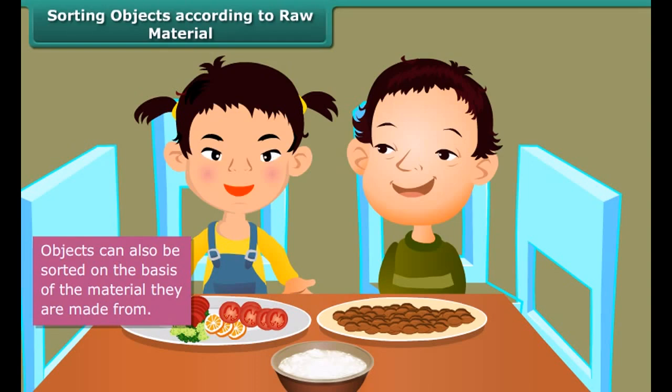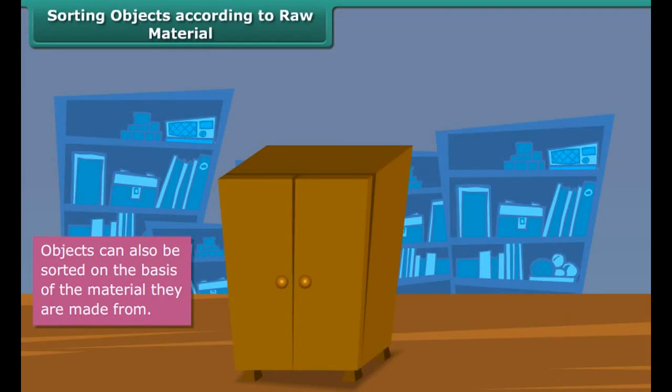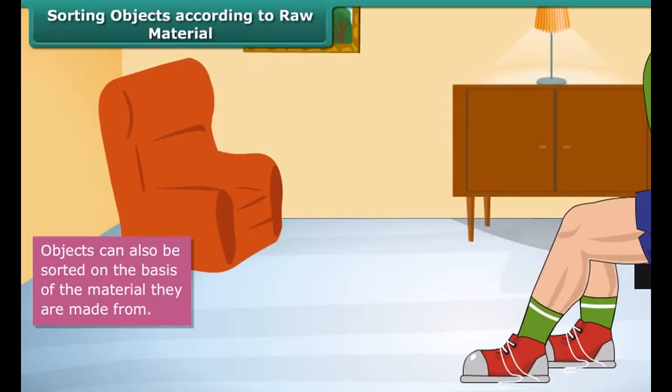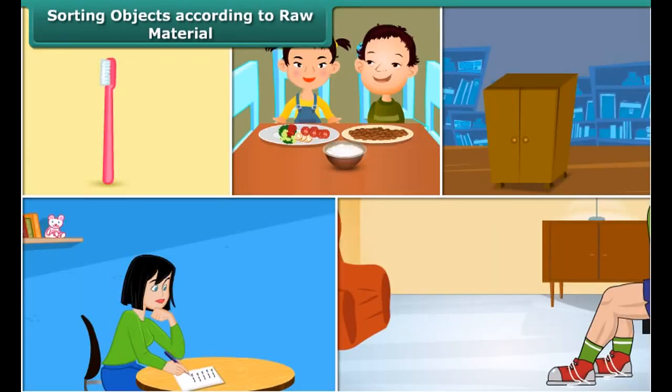The first object you use as soon as you wake up is your toothbrush. Have you ever wondered what it is made up of? It is made up of plastic. The plate you have your breakfast in is made of melamine or stainless steel. The cupboard you keep your books or clothes in is made of iron or wood.